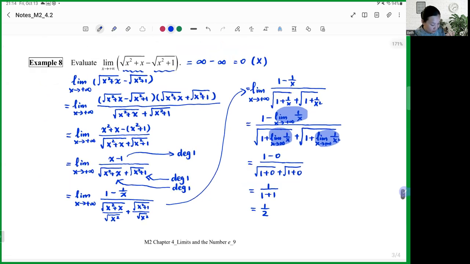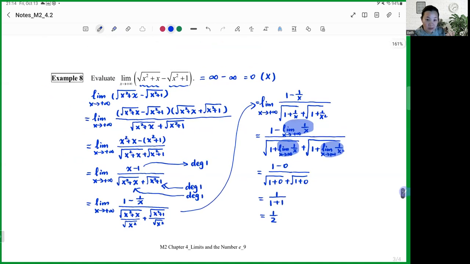So if you want to interpret this answer, it means that the first infinity in the original function is just 1 over 2 larger than the second infinity. Both of them are infinity, but one is slightly larger.